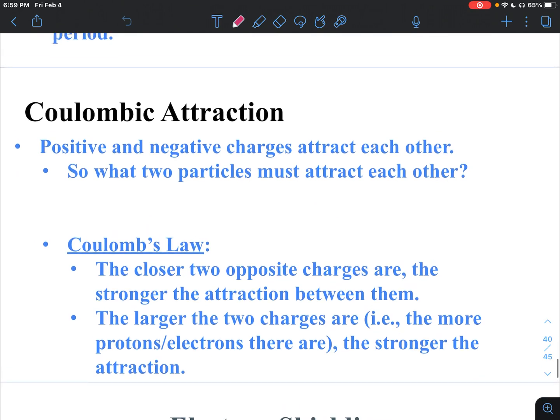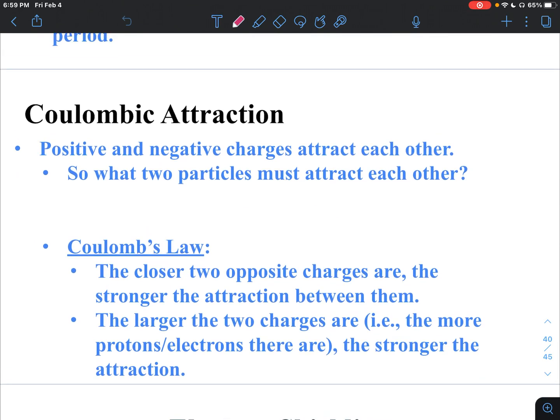We're first going to talk about something called Coulombic attraction, which relates to Coulomb's law. Positive and negative charges attract each other. You know that. Opposites attract. So what two particles in our atom must attract each other? Protons, which are positive, and electrons, which are negative.